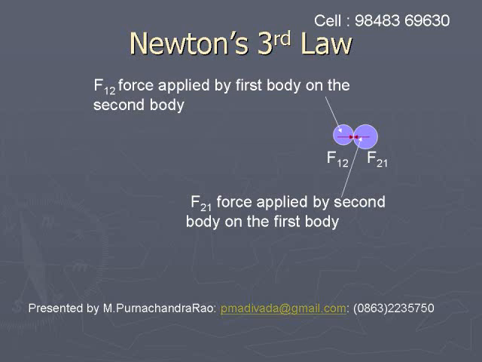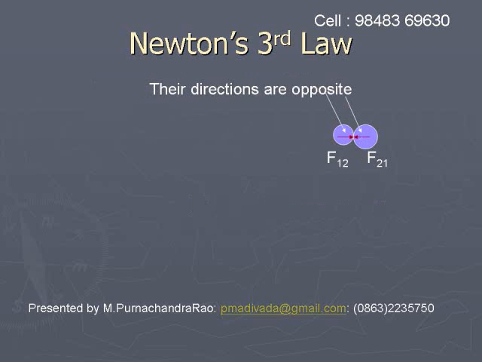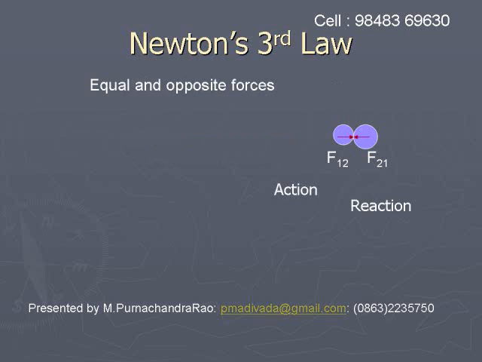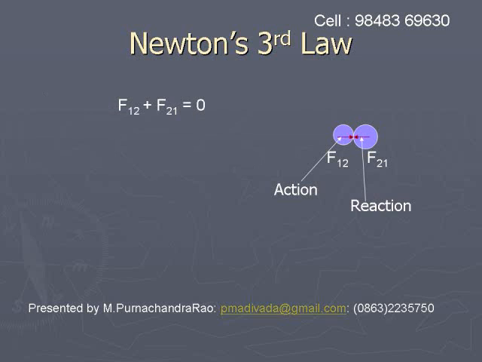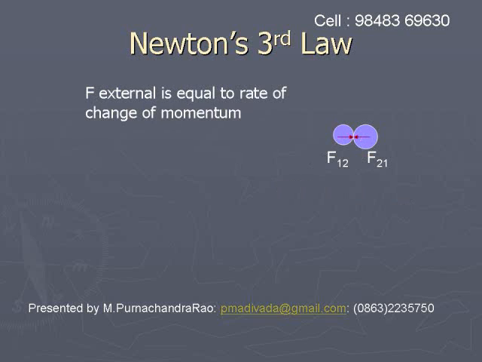So see the directions of these two arrows. They are in opposite directions, but their magnitudes are equal. Hence, they are equal and opposite forces. If one is considered as action, the other one is reaction. So action and reaction are equal and opposite. Mathematically, F12 plus F21 is equal to 0. That is, the sum of action and reaction is equal to 0.